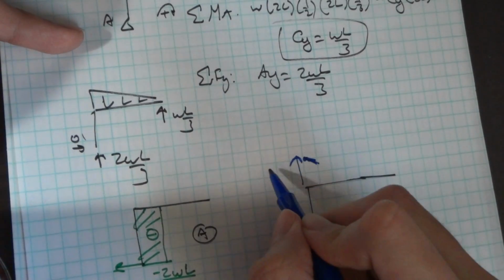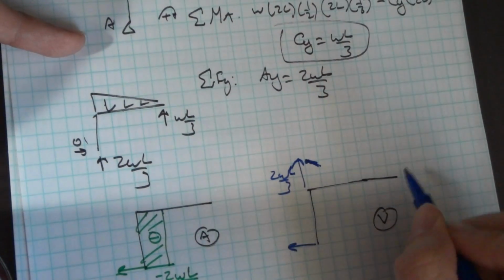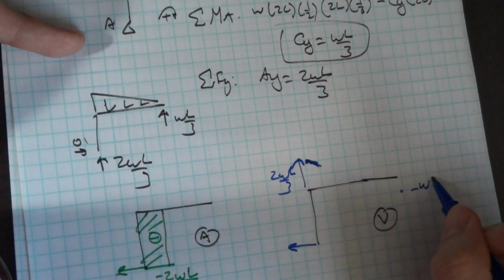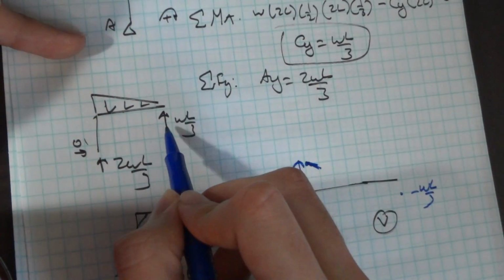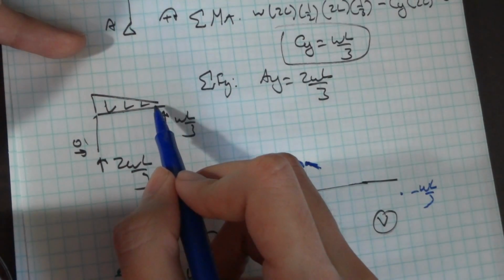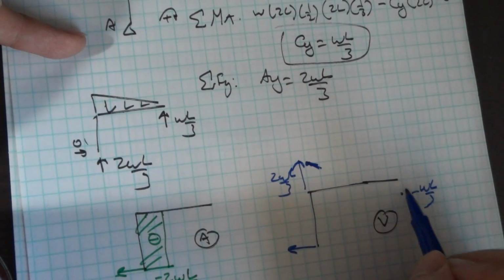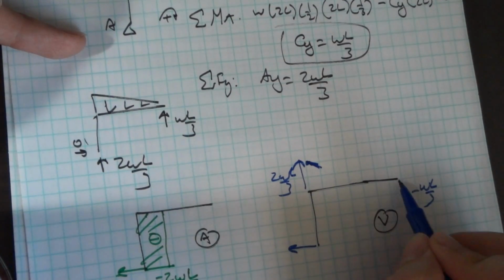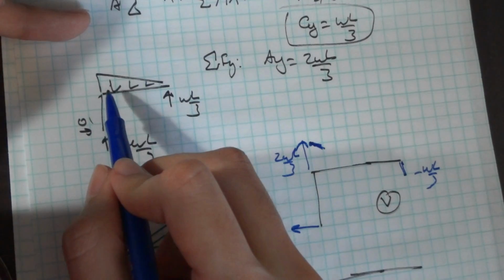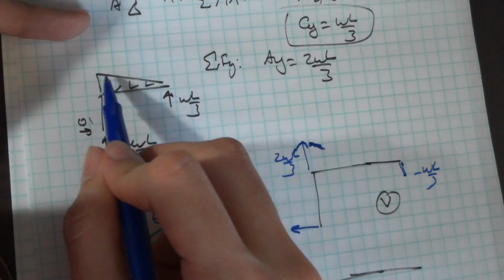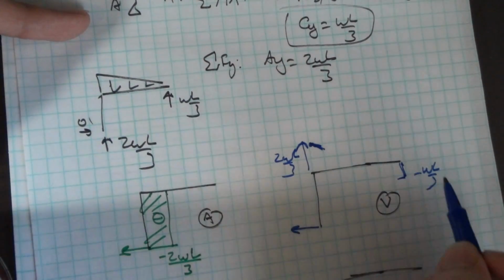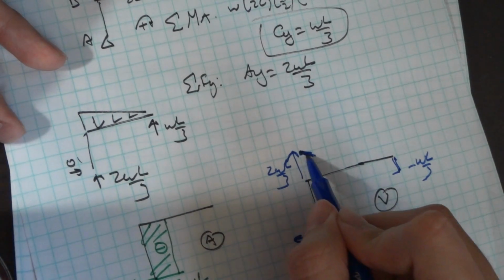So I know that I'm starting off at 2WL on 3, and I'm going to end at negative WL on 3. The idea is that at the very end, this force brings me back up to 0, so therefore I need to end below 0. And then I just follow my arrows. So I start off with a steep slope, I end with a 0 slope, therefore my diagram is going to look something like this.